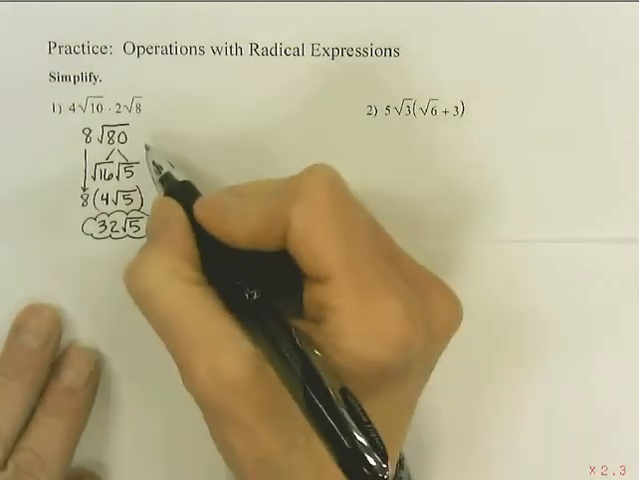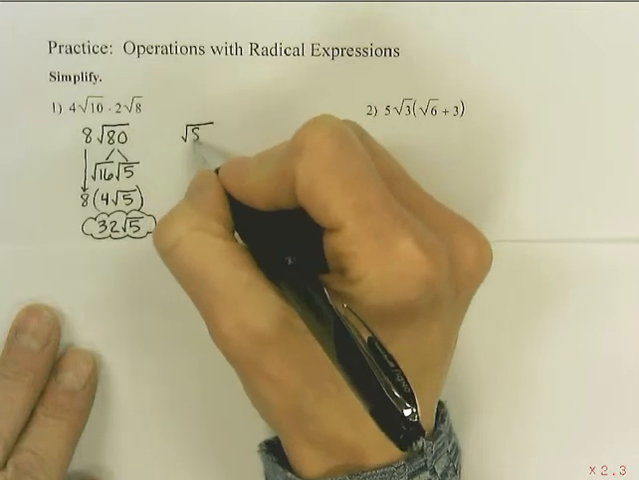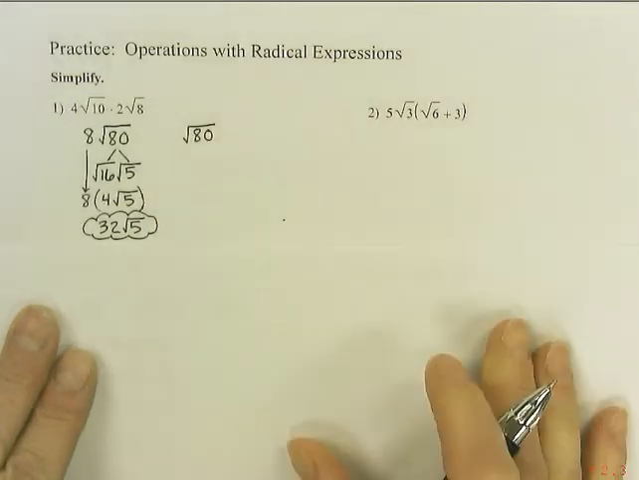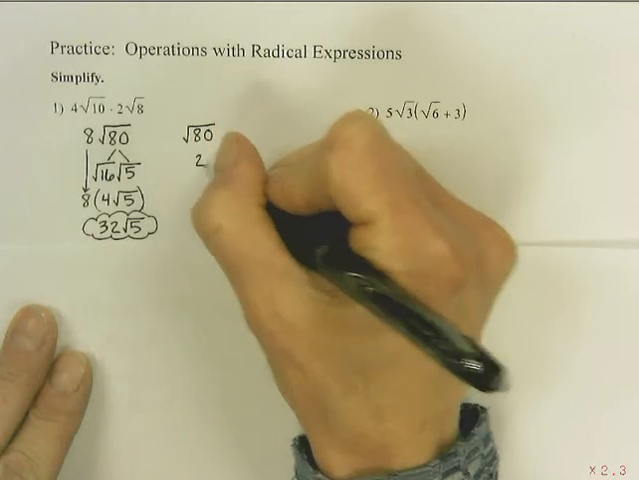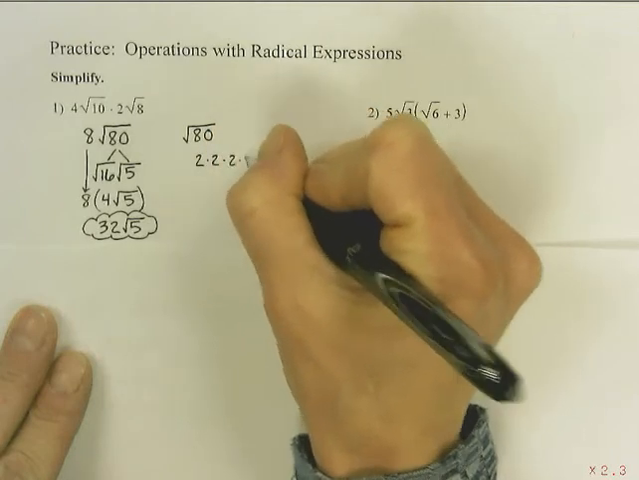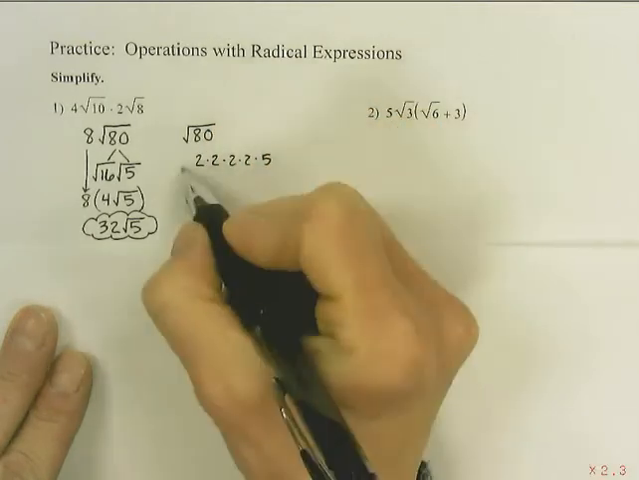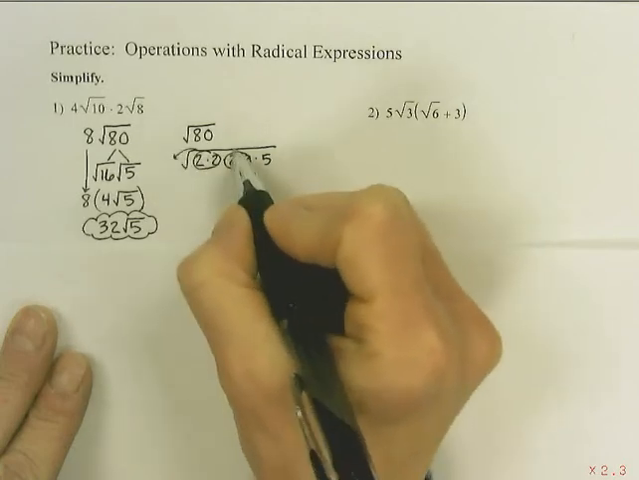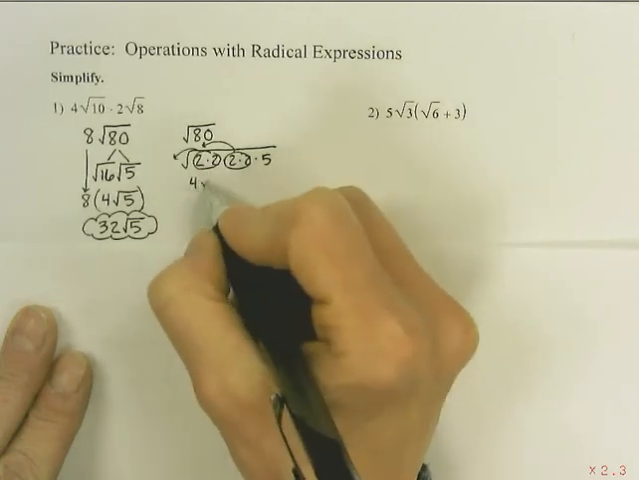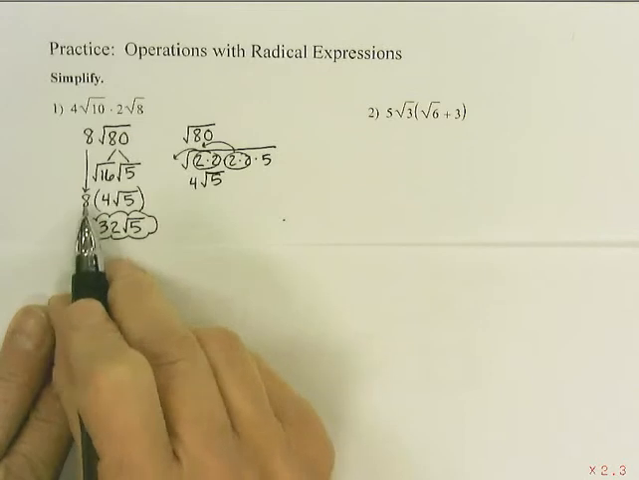Remember, if you do simplify the square root of 80 differently, you can always do a full factor tree if that's the way that makes most sense to you. If you do it that way, remember you're going to get 2 times 2 times 2 times 2 times 5. And remember, you can just pull out pairs of 2's. You'll get the same thing, 4 root 5 either way, and just multiply that by 8.